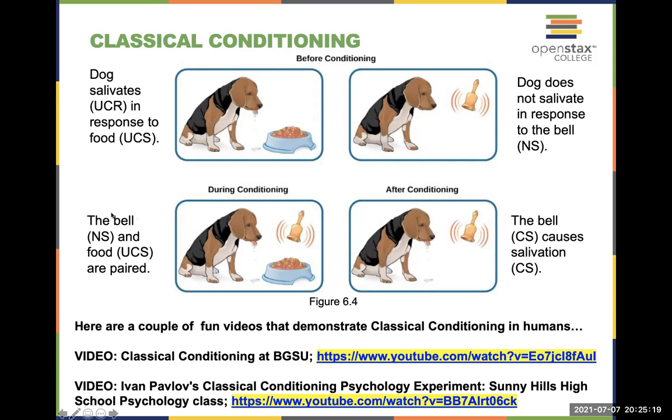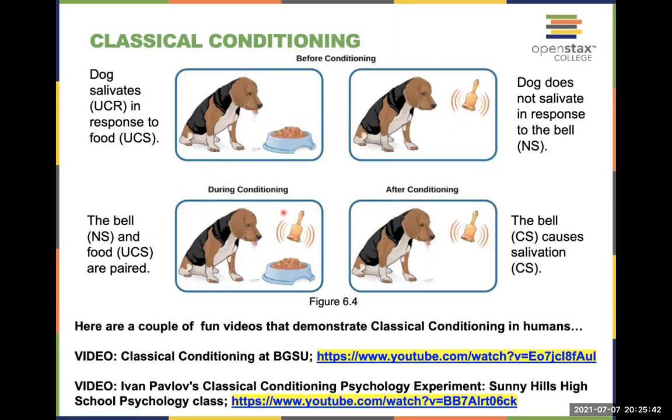In the next set of pictures, now we're pairing the bell with the food. So the bell, which up here is a neutral stimulus, that's what the NS stands for. Hold on one second. I'm going to turn on my laser pointer. Right. So that's what NS stands for. It's a neutral stimulus. It doesn't mean anything about food for the dog.